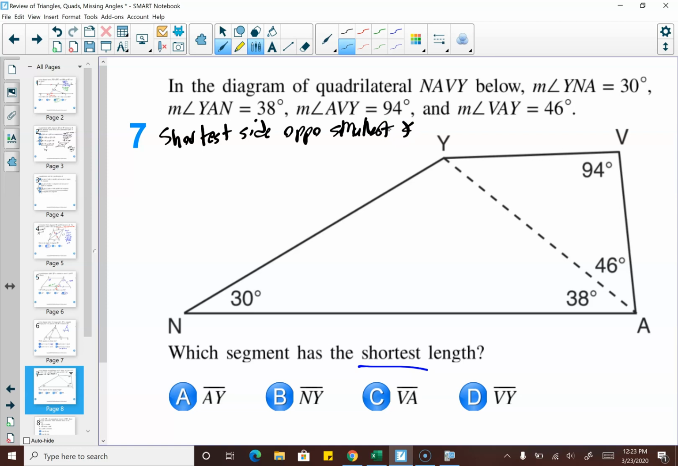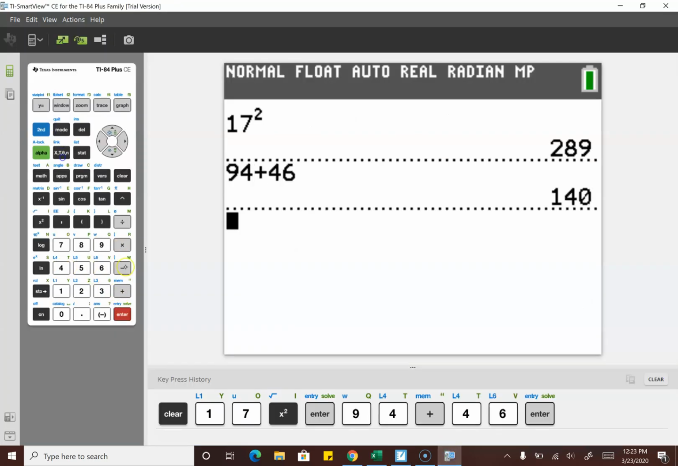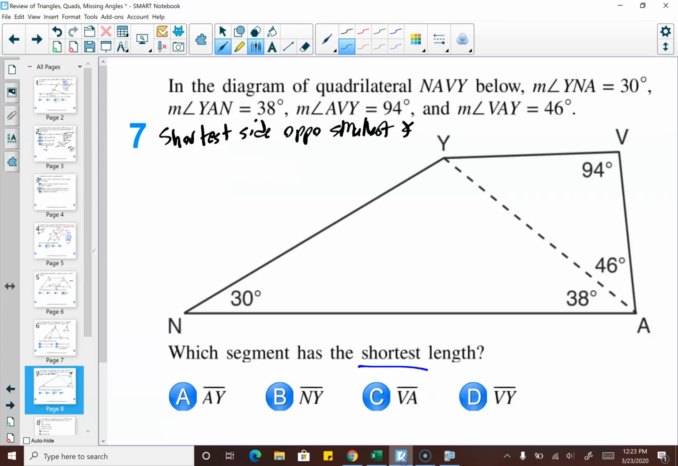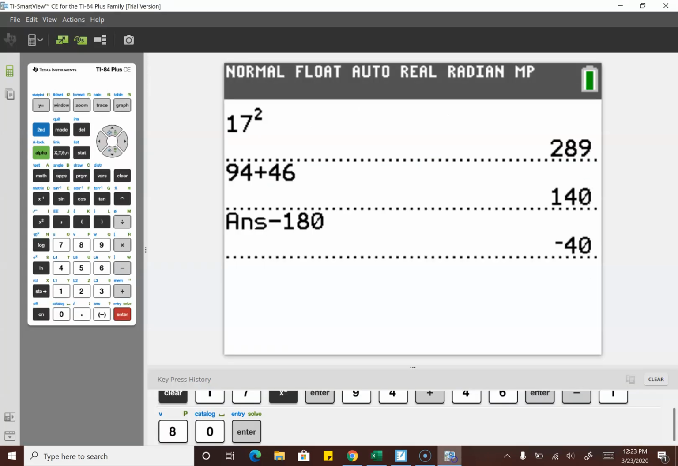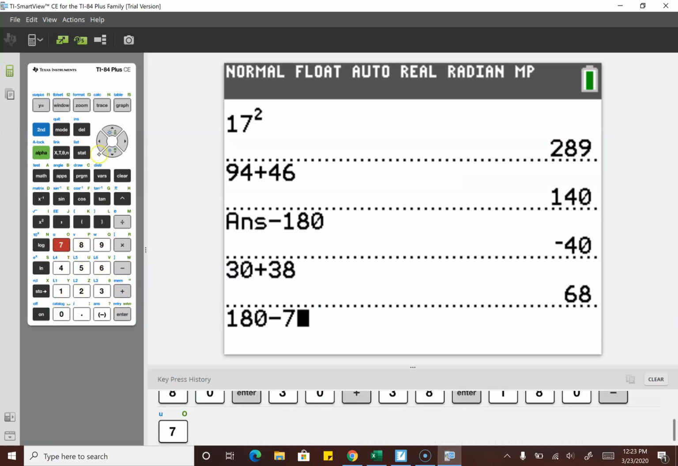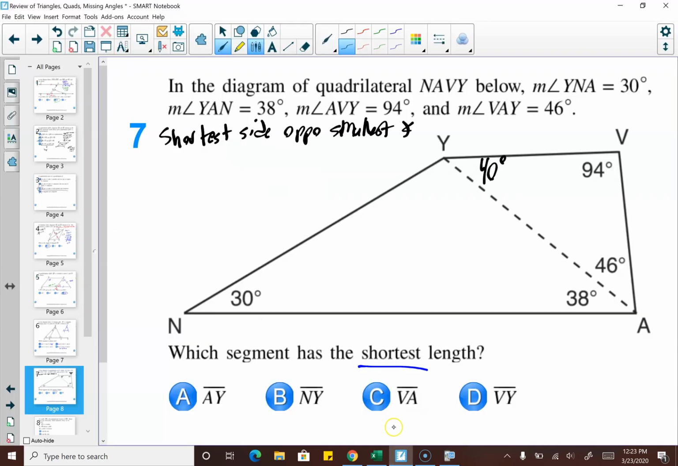So let's start to fill in some missing angles here. If we look at our little triangle, we have 94 and 46. So 94 plus 46, we'll subtract it from 180 and we get a 40-degree angle here. And then here, 30 plus 38, and 180 minus that, not 78, 68, is going to give us 112. So we've got a 112-degree angle here.